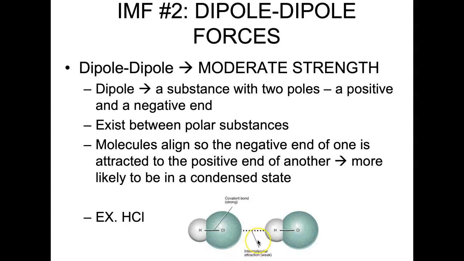And so if we had a polar material like HCl, obviously HCl is polar. The electronegativity of H is 2.1. Cl is 3.44, so very polar there. The molecules would actually line up so that the negative end of the chlorine is attracted to the hydrogen end of the opposite molecule. And this is an intermolecular force.